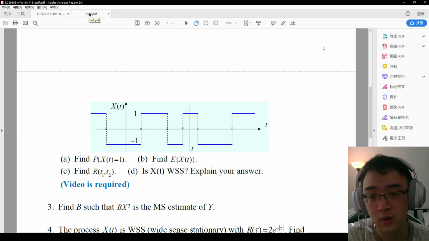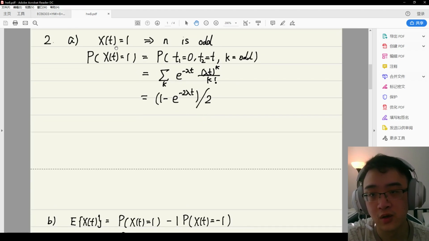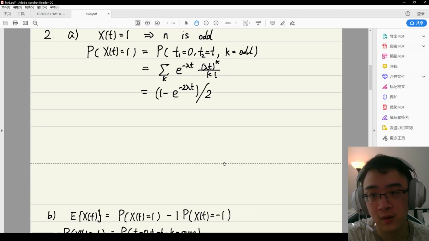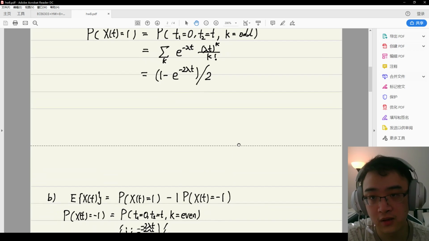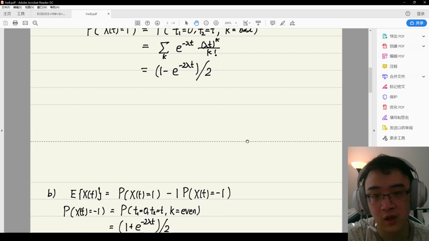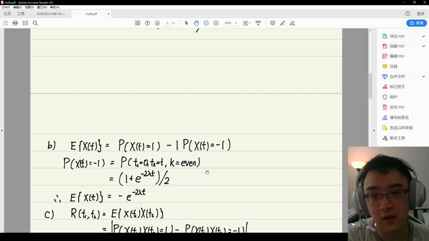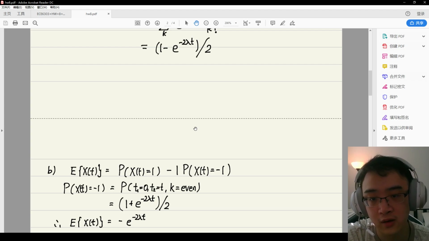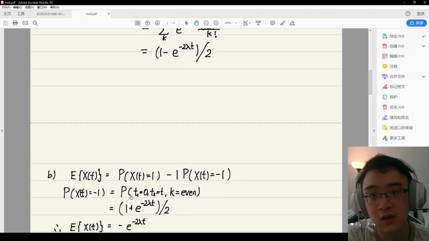And problem B is to find the expected value for X(t). So similar to part A, we figure out the probability of X(t) equal to -1, which means k is an even number. So also using wolframalpha.com, we can get the answer for the probability X(t) is equal to -1 is 1 plus e to the -2 lambda t over 2.